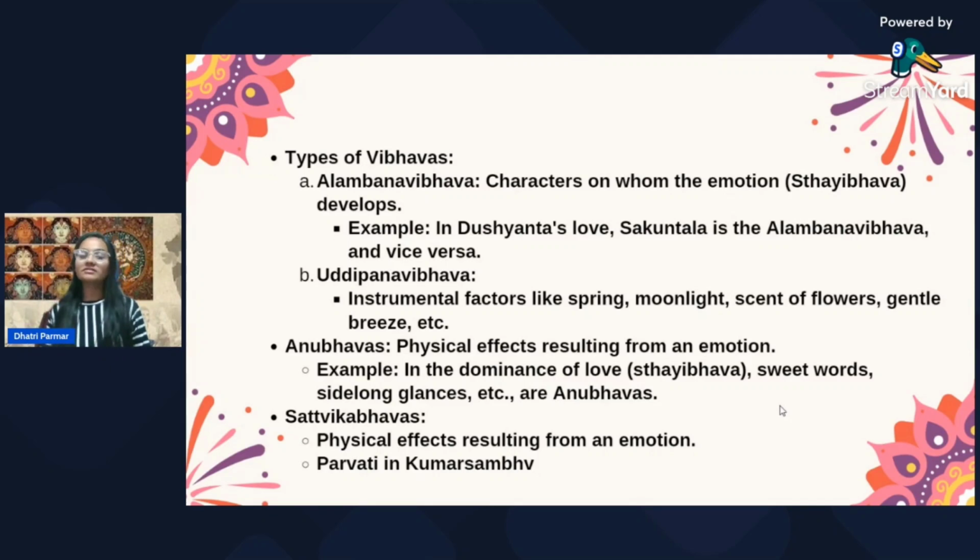Next are anubhavas, the physical effects resulting from the emotion. Examples are the display of love, sweet words, sidelong glances, etc. For example, in Kumarasambhava, Parvati is shy, and she accepts the proposal of Narada by just looking down and counting the petals of the lotus. So these gestures are known as anubhava. Third is sattvika vibhava, physical effects resulting from the emotion. And similarly, the example is also taken here, that of Parvati in Kumarasambhava.